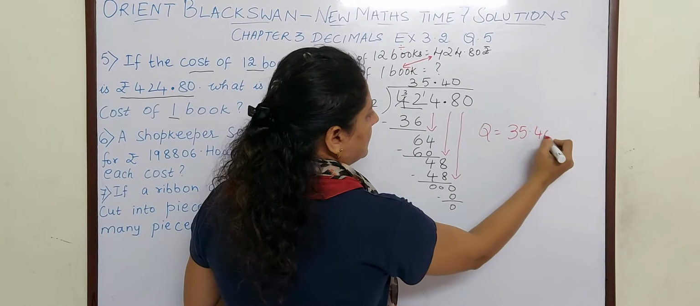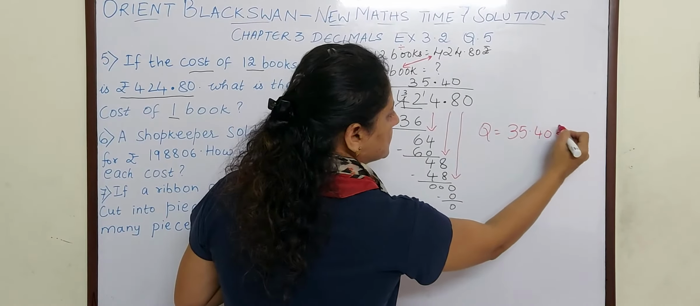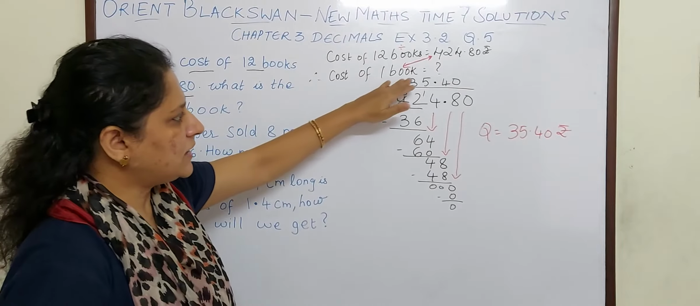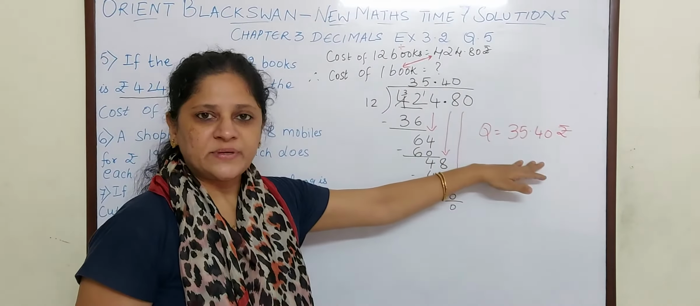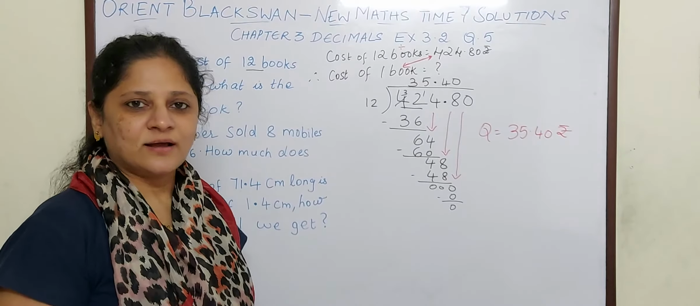So this is nothing but where is the question mark? Under rupees. So this is also rupees 35.40 paise. So you can say cost of one book is 35 rupees 40 paise. Hope you understood children. So let us go to the next problem.